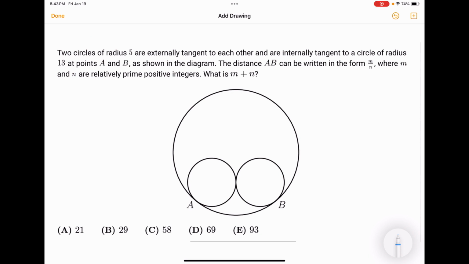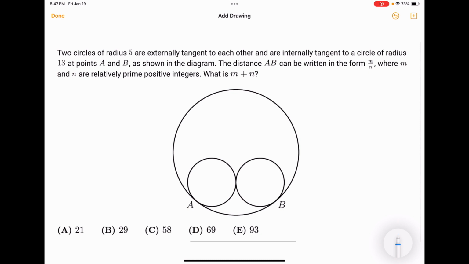Two circles of radius 5 are externally tangent to each other and are internally tangent to a circle of radius 13 at points A and B, as shown in the diagram. The distance AB can be written in the form m over n, where m and n are relatively prime positive integers. What is m plus n?